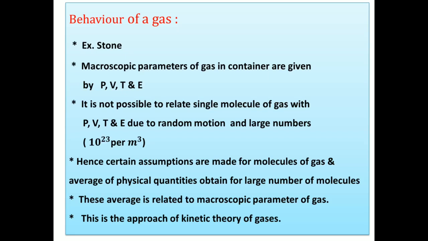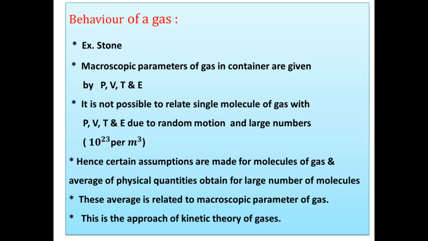So it is not possible to relate a single molecule of a gas with its pressure, volume, temperature, and energy. Hence, what do we have to do then? Certain assumptions are made for a molecule of the gas, and averages of physical quantities are obtained for a large number of molecules. Suppose we take an average of their velocity, or the average number of gas molecules. This average is related to a macroscopic parameter of the gas.